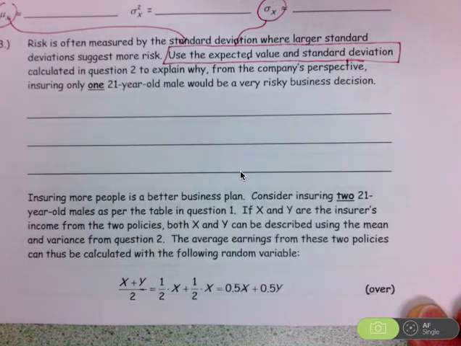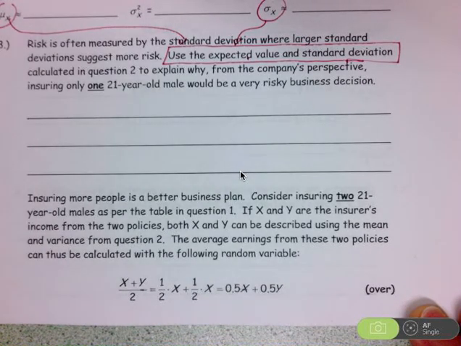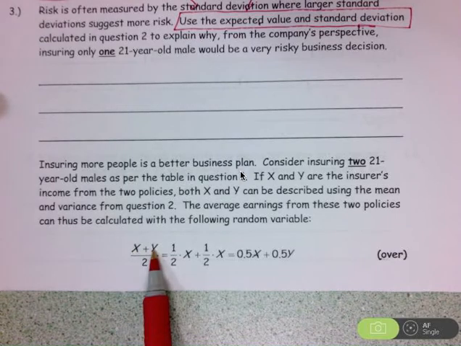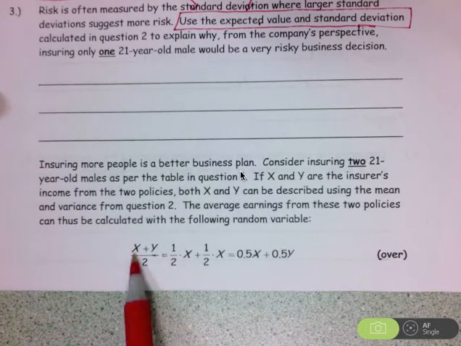So the idea is insurance companies don't insure just one individual, they insure many individuals. So what I'm going to have you do here is step through actually what the expected earnings would look like and what the variability of those earnings would look like as you progressively insure more and more people. So if you insure two 21-year-olds, call them X and Y, you can calculate the average earnings from those two 21-year-olds' policies by looking at the random variable (X + Y)/2.